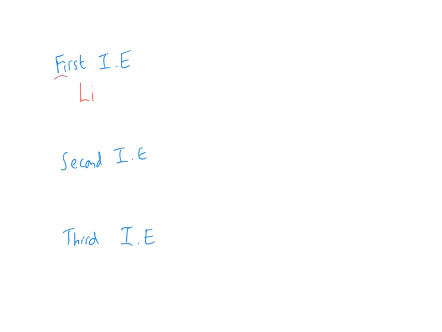Now, the first electron you take away is called the first ionization energy, and the equation that you write to represent the first ionization energy always has the element on the left-hand side. The element has to be in the gaseous state, and then it turns into an ion, which is also in the gaseous state, and we lose an electron. So that's the first ionization.